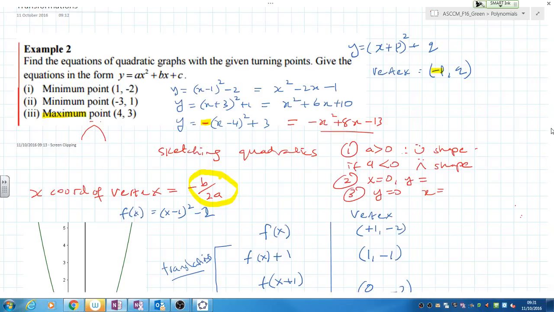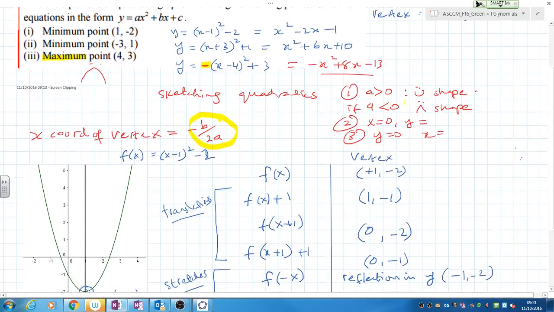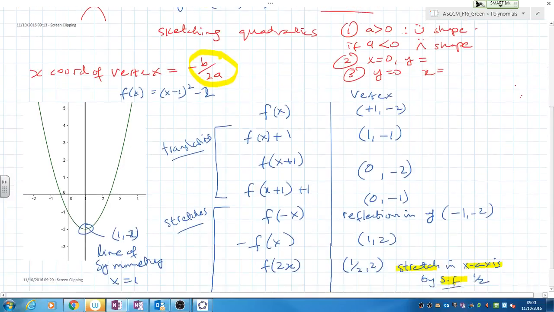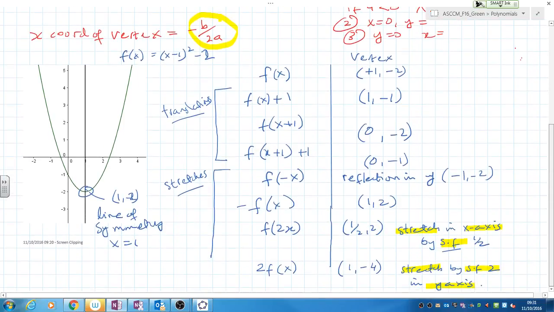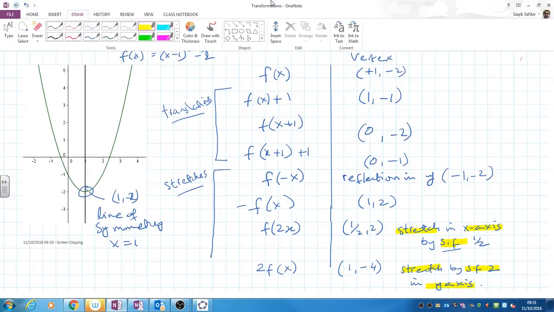Okay. The 3 steps to sketching a quadratic: when a is greater than 0, it's happy. When a is less than 0, it's sad. When x equals 0, work out what y is. When y equals 0, work out what x is. And then we've got these various transformations that we can apply. We can translate it, and maybe I should put that in actually. Maybe we can put that in as a side note.